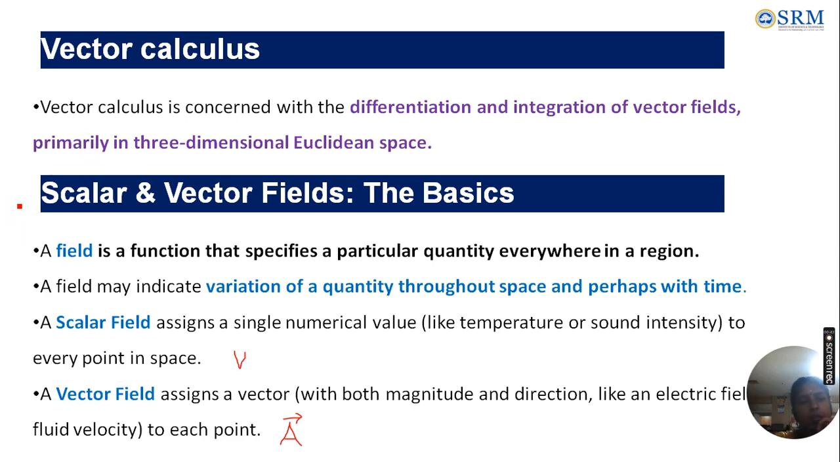So there are two types of fields. One is a scalar field and the other is a vector field. For example, temperature is a scalar quantity, right? The field associated with temperature is a scalar field. A vector field, for example, our electric field or gravitational force, is a vector field because it assigns a vector, that is both magnitude and direction, to each point.